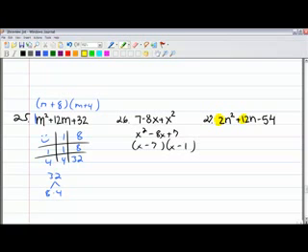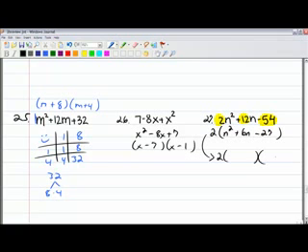27, careful. Are there any common factors? Yes, there are. 2 goes into everything. So factor that out. 2 times what is negative 54? Well, that's going to be a minus 27.